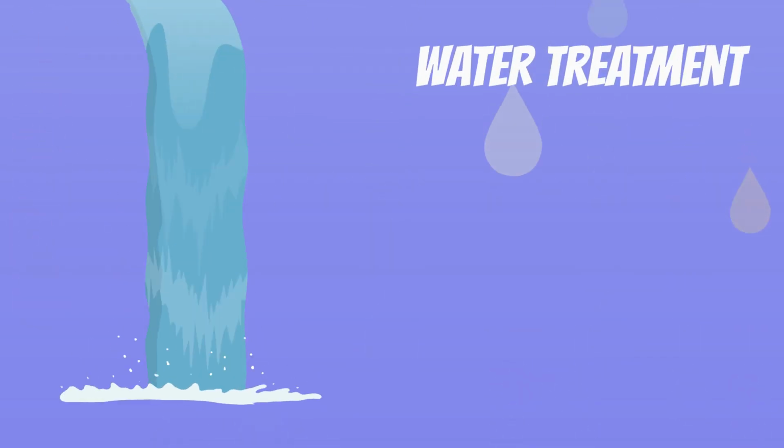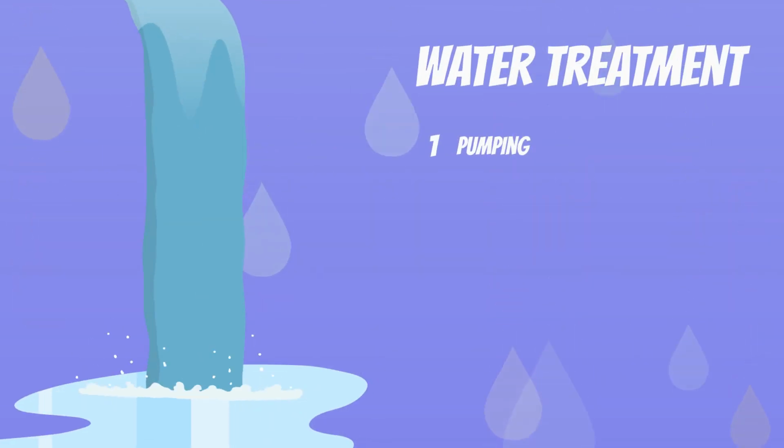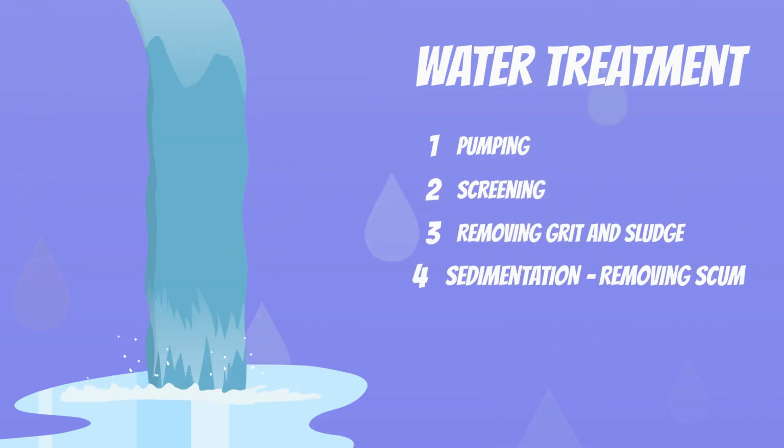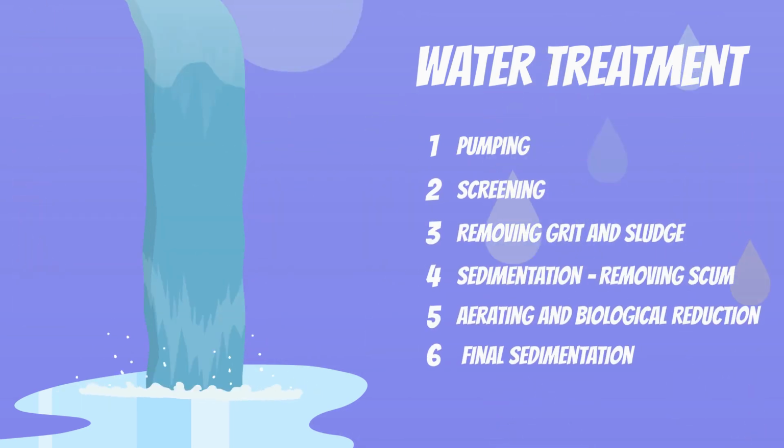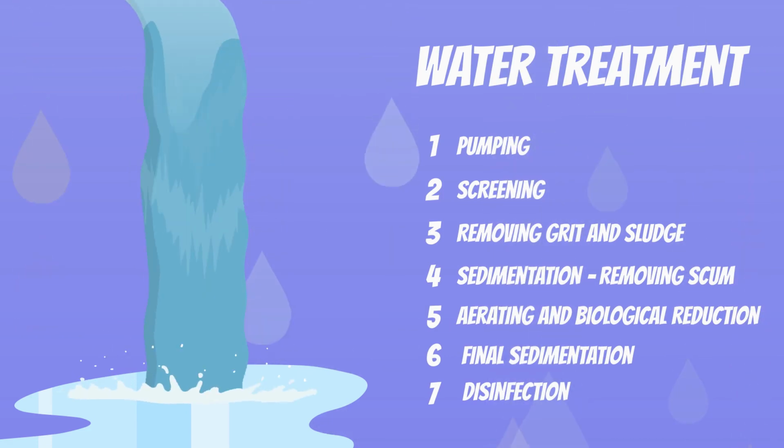The wastewater treatment process consists of several steps, each of which is important to ensure that the wastewater is treated correctly. Let's take a closer look at each stage.